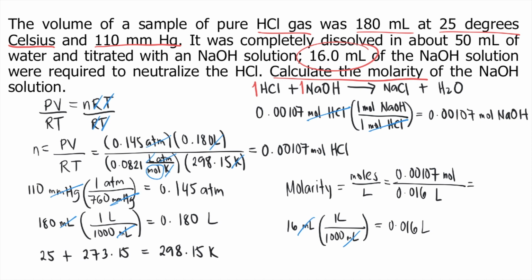So you plug that into our equation for molarity. We have now 0.00107 divided by 0.016, and that is approximately equal to 0.0669, and the unit is moles per liter. We know that moles per liter is also known as molar, capital M. So the answer is 0.0669 M.